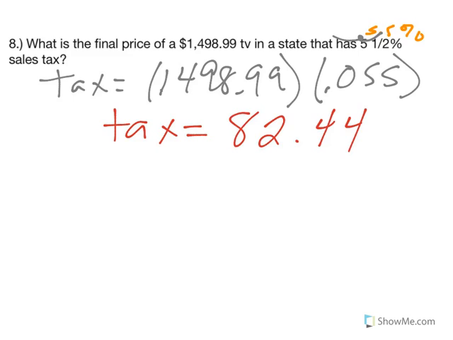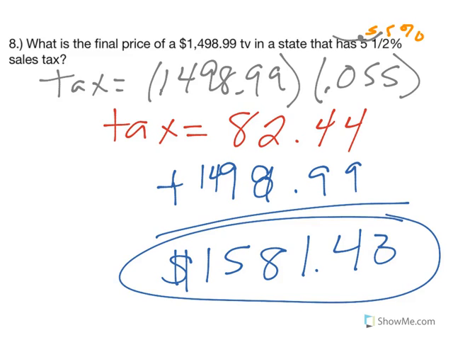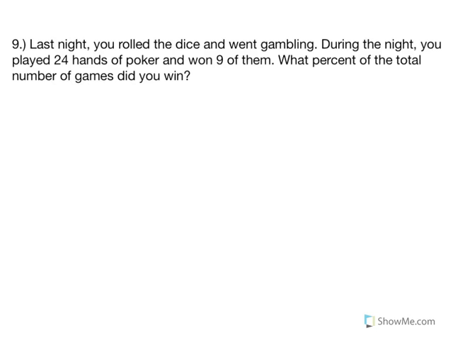$82.44. Well, if I take the tax and I add it to the item, $1,498.99, I come up with a total price of $1,581.43. And that's your final price after taxes. Then we get to number 9.